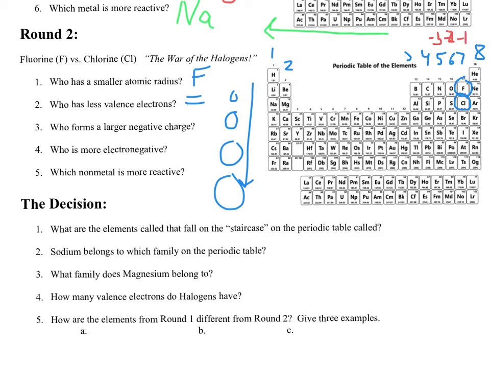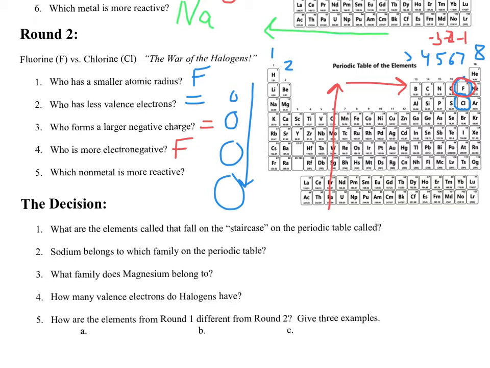Group 17 makes a -1 charge. So they're equal again because they both form a -1 charge. Now, who is more electronegative? If you were listening to the example from earlier, fluorine is the most electronegative element. In fact, when you go up the periodic table and to the right, electronegativity increases. So since fluorine is above chlorine, fluorine is considered more electronegative.